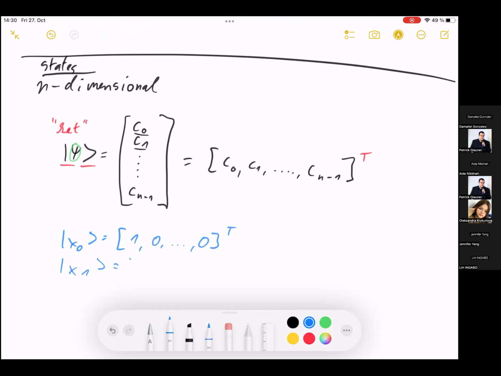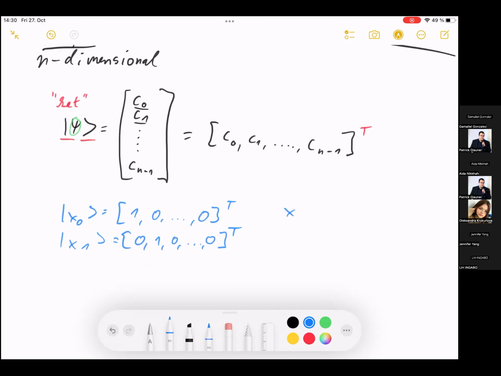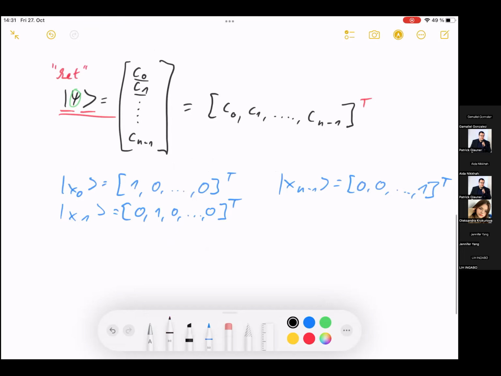The x1 ket would be the next basis state, and so forth. And we also have the xn minus 1 ket, which would be all zeros except the last one. So we have these basis states, x0, x1, x2, and so forth. And our psi ket from here can then be represented as a linear combination of these basic states. So our psi ket would be effectively the complex amplitude C0 times x0 ket plus C1 times x1 ket and so forth up to the last complex amplitude, and we call this then xn minus 1 ket.